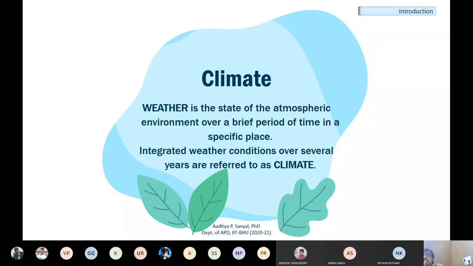So that one was the weather of that particular specific period. Over that small period of time, I was very much disturbed. My wife was disturbed that it's too hot. But actually, it is not so.